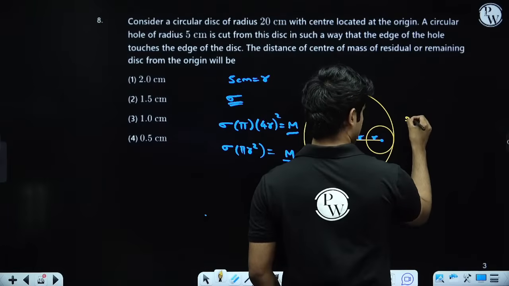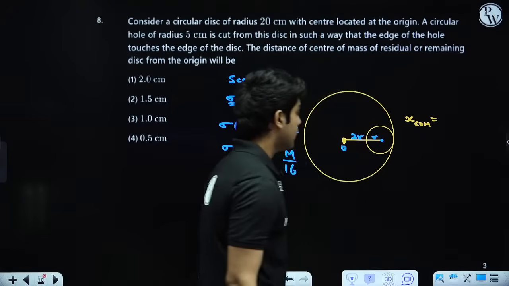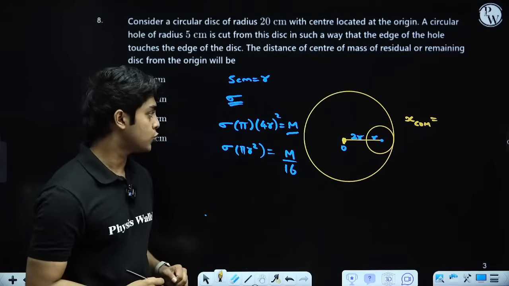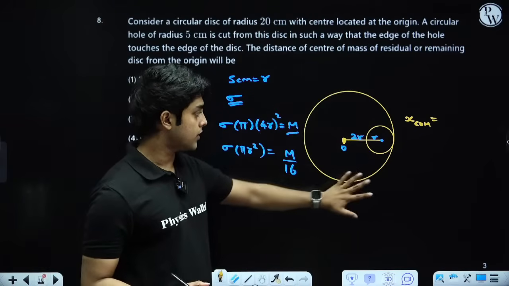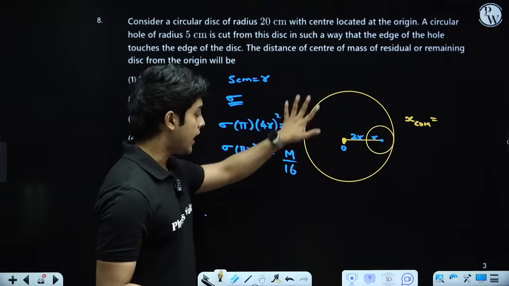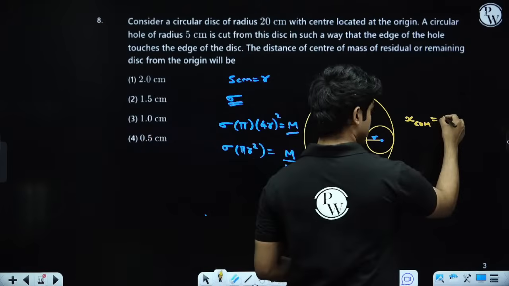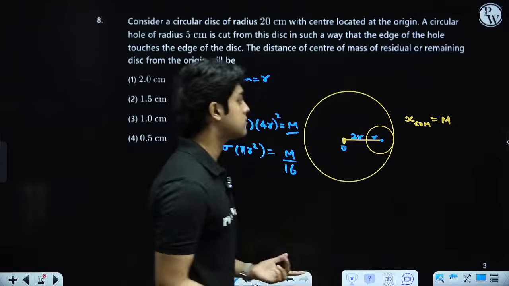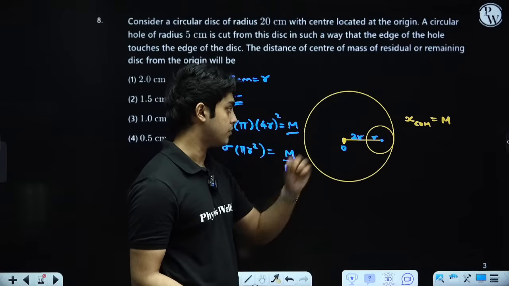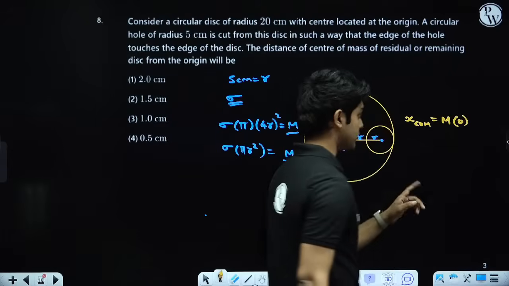So the x coordinate of the new center of mass will be, so what we are doing is some sort of a superposition. First we'll assume that there was the full disk with us, no hole present, and that full disk mass was capital M. So that capital M, where is that capital M's center of mass? At the origin. So this is multiplied with 0, m1 x1.